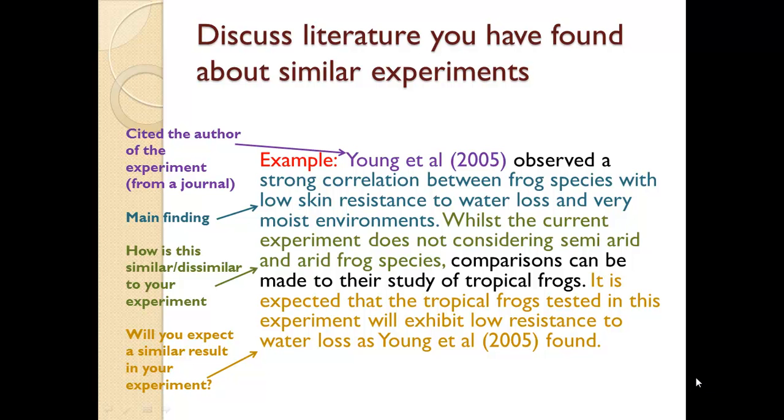Let's take a look at this example. For starters, we've cited the experiment from a journal here, Young et al. in 2005. Next, we discuss the main finding. We then go on to discuss how it is similar or different to our own experiment. And then finally, we say whether we expect our results to be the same or different to Young's.